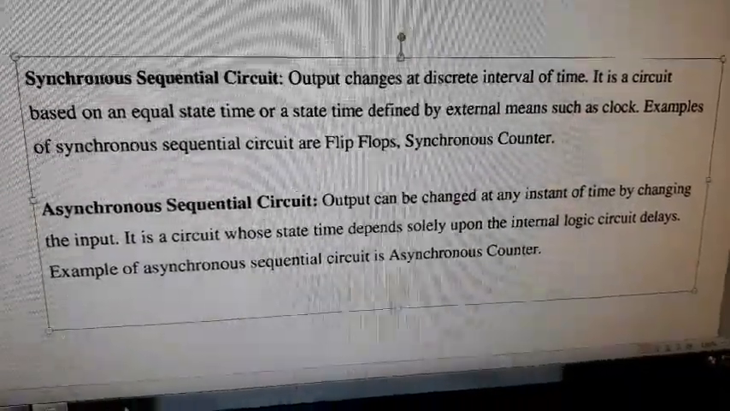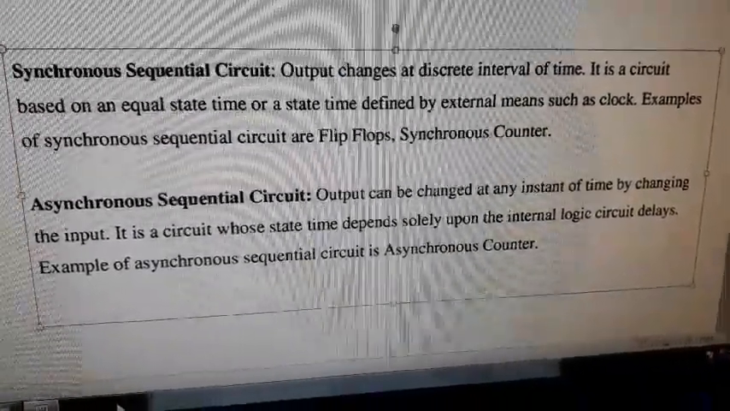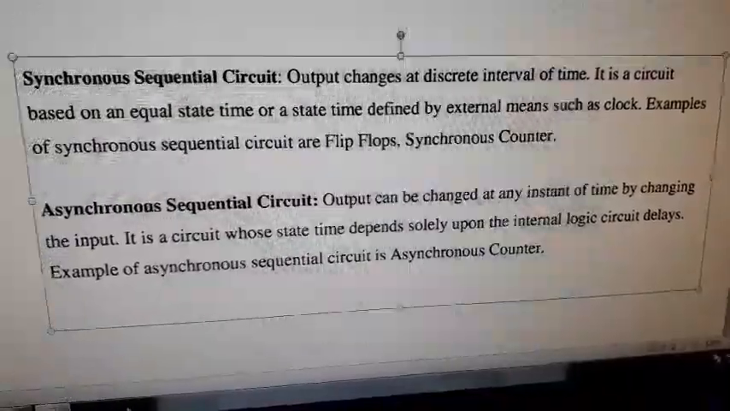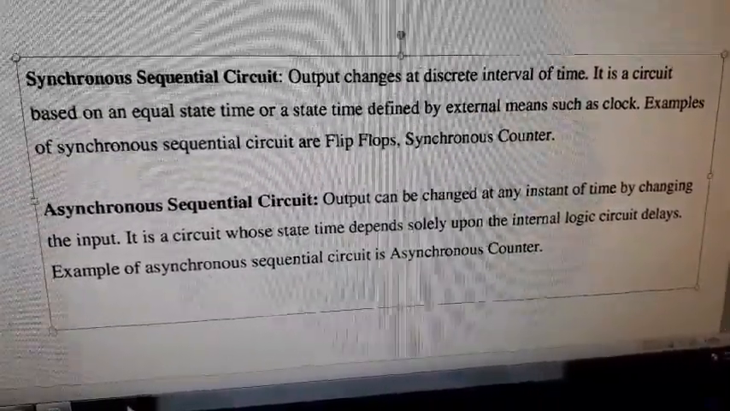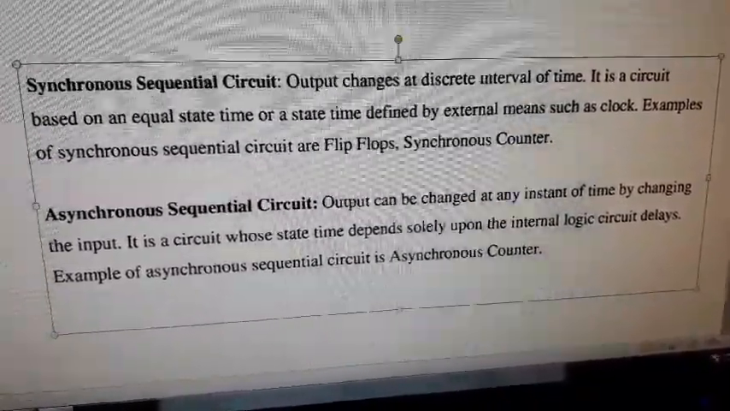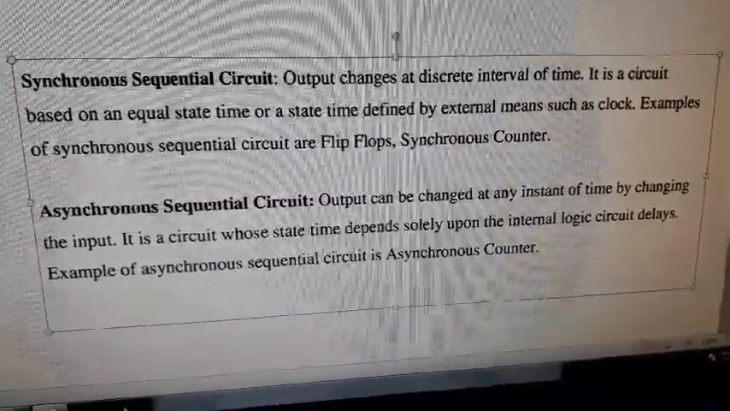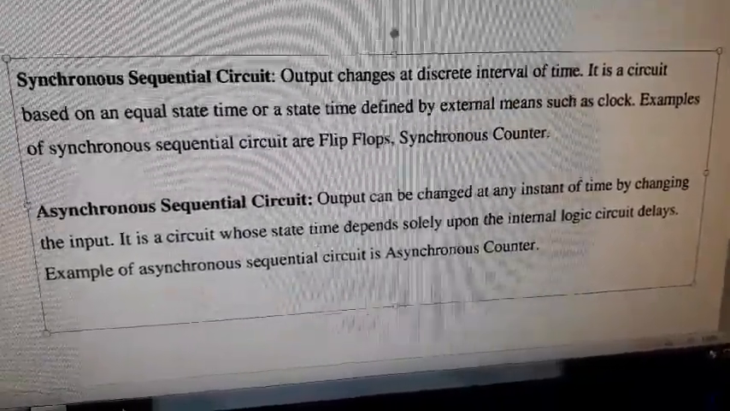Topic of this video is clocked RS flip-flop. But before we begin, we must first understand this concept of synchronous and asynchronous sequential circuit. Now this we have done earlier also. We'll quickly look at it.